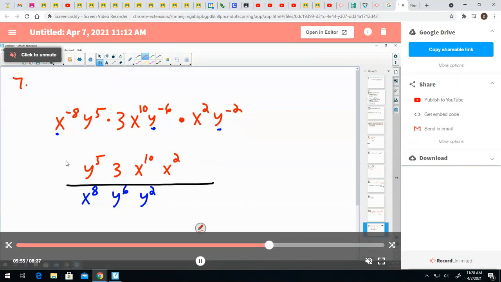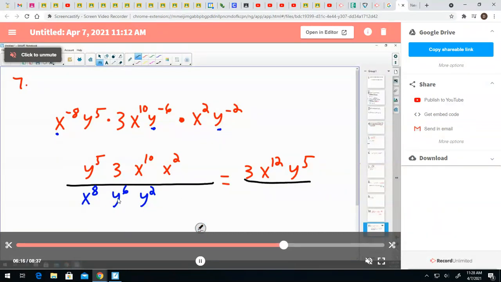Now we can combine some things on top, some things on bottom. I want to put my whole number out in front, so I'm going to put 3 first. Then I'm going to put my x terms next. It's getting organized. So that's x to the 12th, 10 plus 2 is 12. And then y to the 5th just stays y to the 5th.